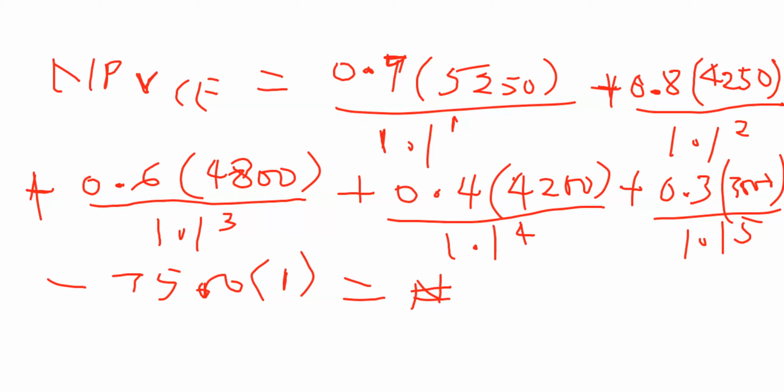So how much now? Calculate for me. You're going to run 0.9 times 5,250 all over 1.1, plus 0.8 times 4,250 divided by 1.1 raised to power 2, plus 0.6 times 4,800 all over 1.1 raised to power 3, plus 0.4 times 4,200 all over 1.1 raised to power 4, plus the last one, 0.3 times 3,000 all over 1.1 raised to power 5, and minus 7,500 alone, which is the cash outlay of the project cost. So calculate.